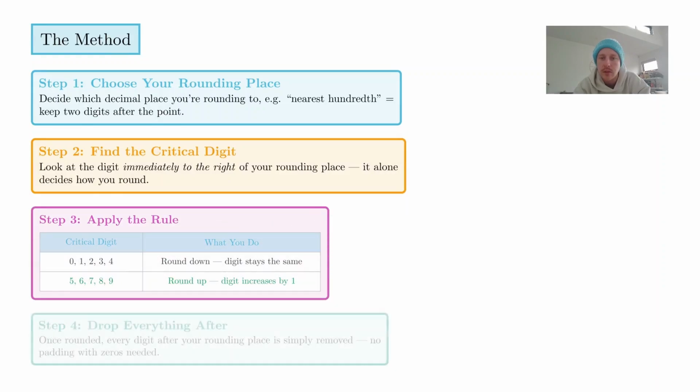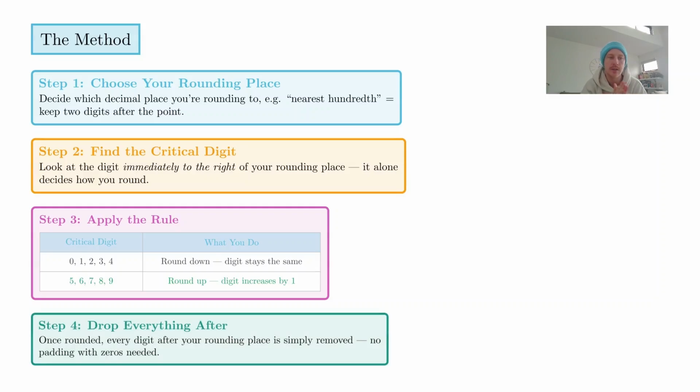Apply the rule. So step 3, if the critical digit is a 0, 1, 2, 3, or 4, you round down. So the digit to the left, the one that you're rounding to, stays the same. If it's a 5, 6, 7, 8, or 9, you round up. And the digit you're rounding to increases by 1.